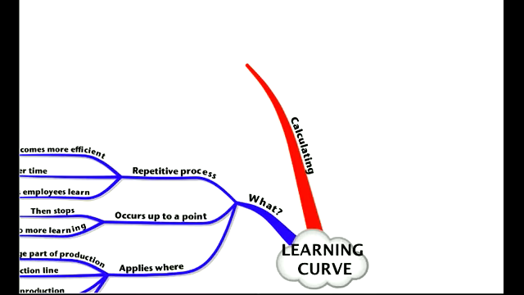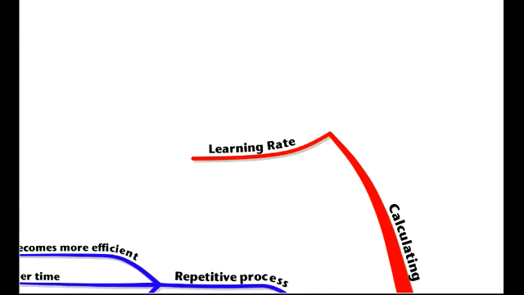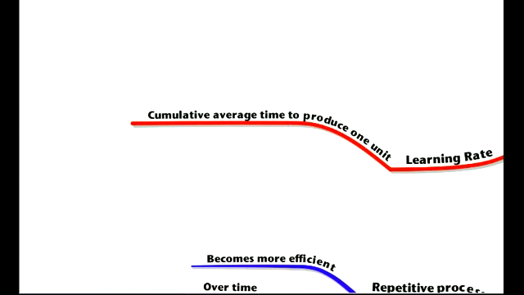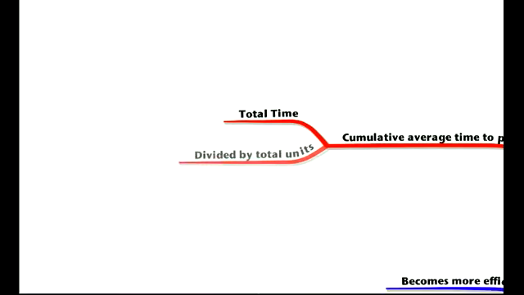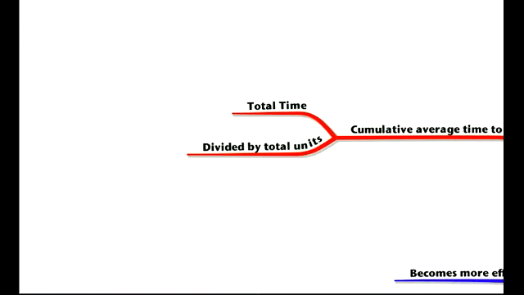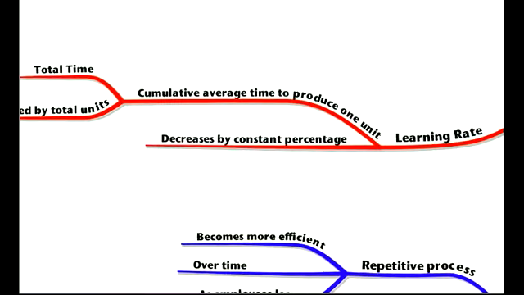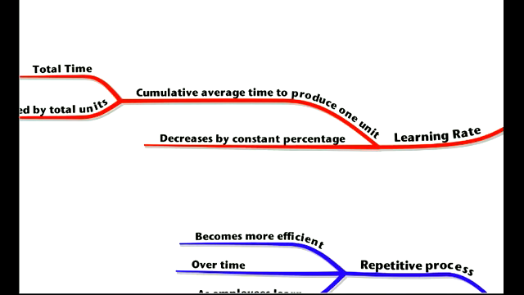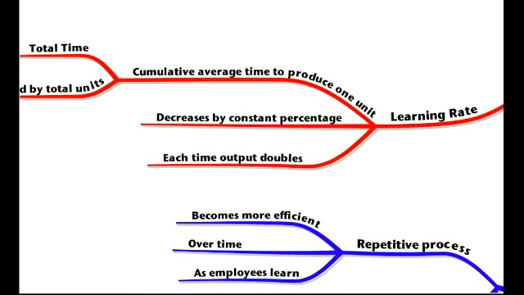So how do we do the calculations on this? Well, the learning rate, first of all. The learning rate is that the cumulative average time to produce one unit, so that is the total time divided by the total units. That's the average time to produce one unit, not the time taken to produce the last unit or the first unit, but the average time to produce all of those units individually. It decreases by a constant percentage. So that average time will decrease by a constant percentage each time output doubles. To understand this, we need to run through an example.